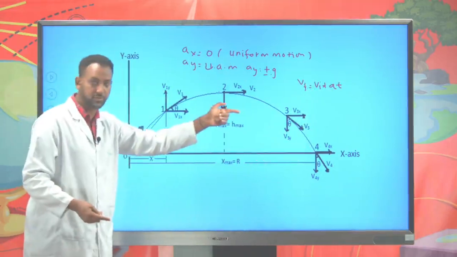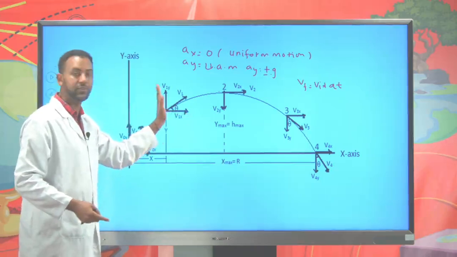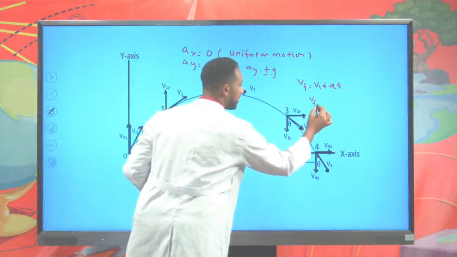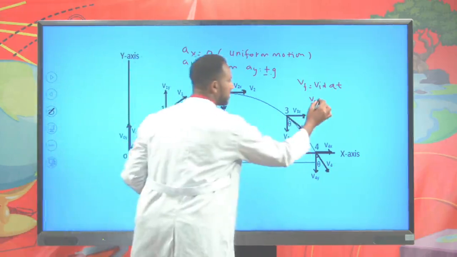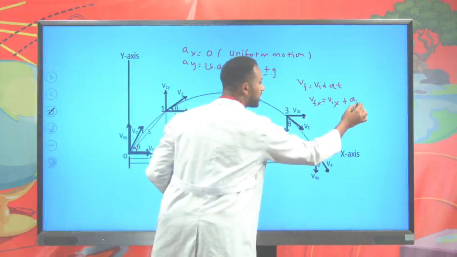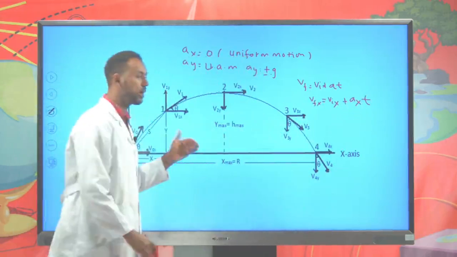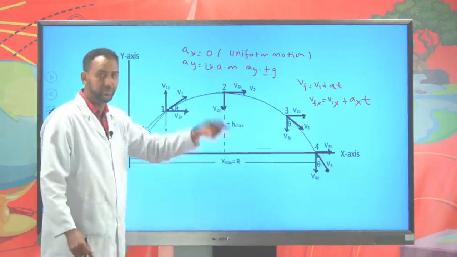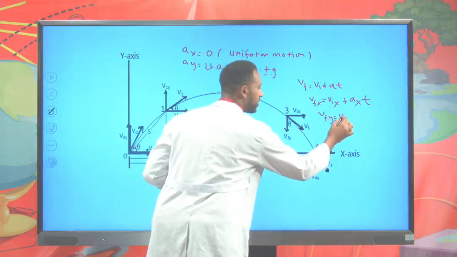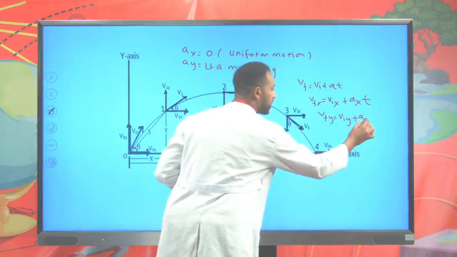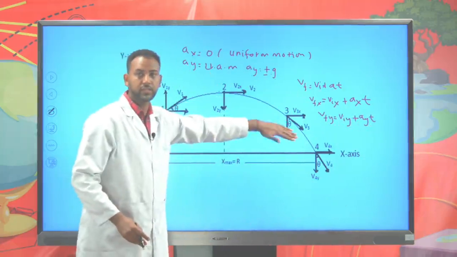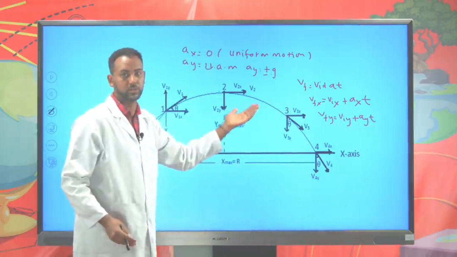To find the velocity v, you should have the horizontal and the vertical components. So you should use x and y, meaning the final velocity along x should equal the initial velocity along x plus acceleration along x times t. This is how to find the horizontal component after time t. And it's also possible to find the final velocity along y: the initial velocity along y plus acceleration along y times t. We know this equation. The only thing we have done is apply it along x and along y, the horizontal and the vertical components.